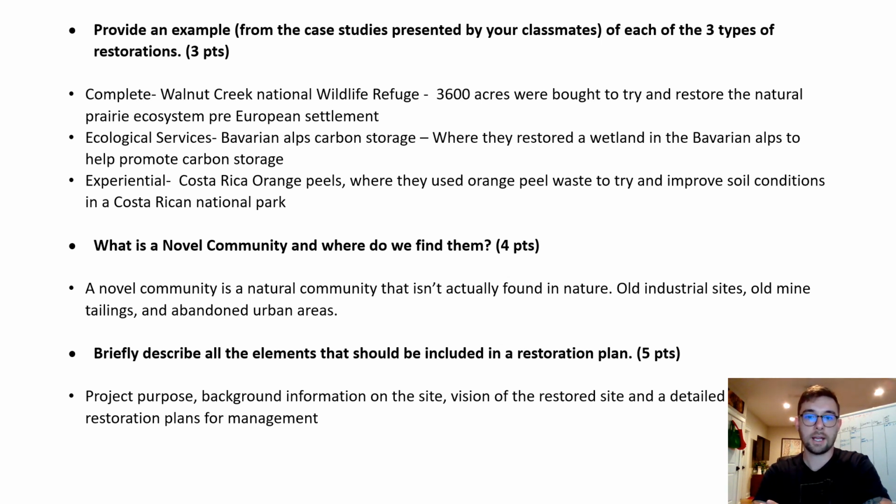A novel community is a natural community that normally isn't found in nature. Old industrial sites, old mine tailings, and abandoned areas are examples of these. All elements in a restoration plan are the project purpose, background information of the site, the vision of the restored site, a detailed plan, and post-restoration plans for management.